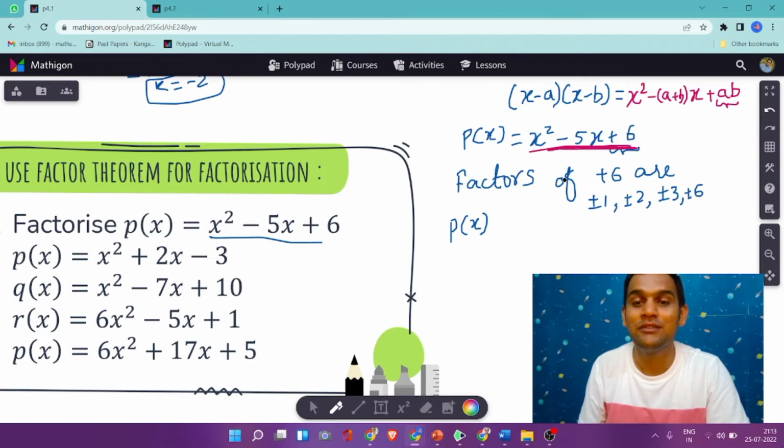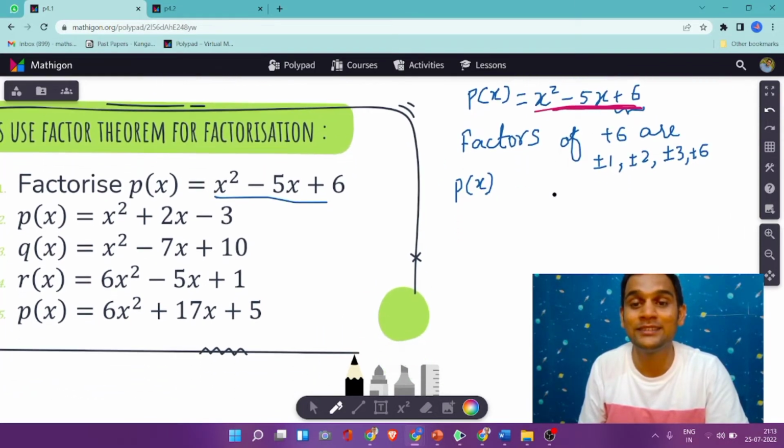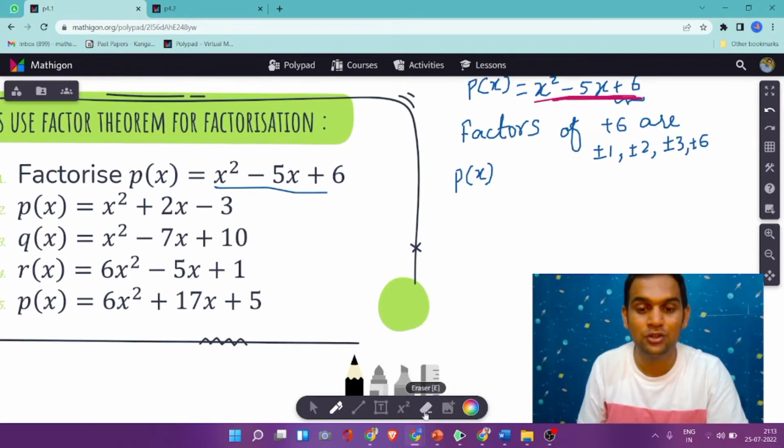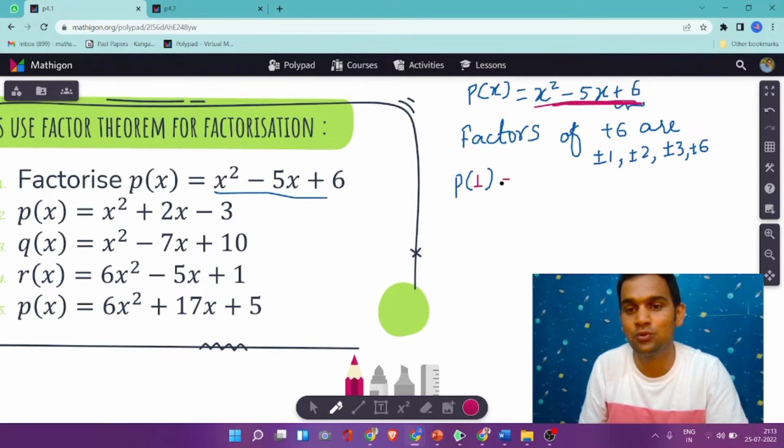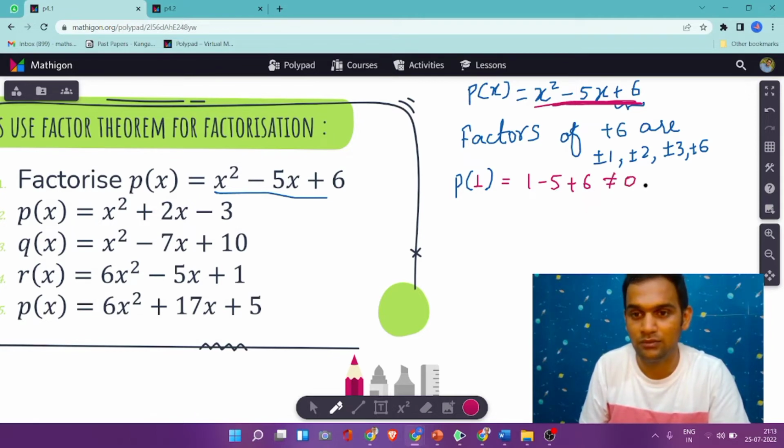Now we will try to find the value of p of x at all these factors. So we will start one by one. Instead of x, now I substitute plus 1. So if I find the value at plus 1, we get 1 minus 5 plus 6, because 1 square is 1, minus 5 times 1 is 5. Yes, 1 minus 5 is minus 4. Minus 4 plus 6 is 2, which is obviously not equal to 0.